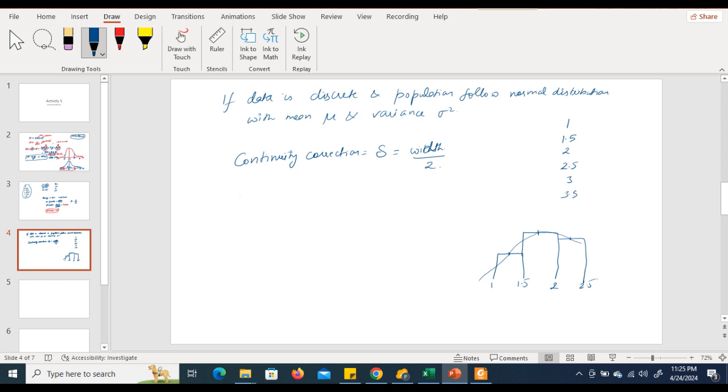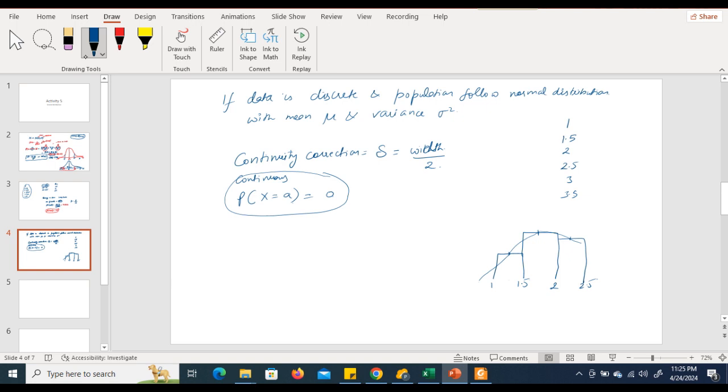For example, if we want to calculate the probability at a point x equal to a, in the case of a continuous random variable, the probability at a point is 0. But if we are given discrete data, then the probability at a point exists.